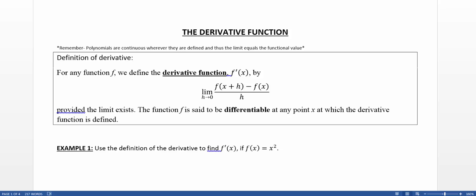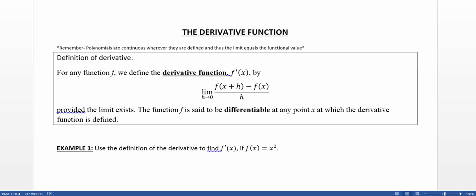The derivative function. Up until this point in the course, we've been laying the foundation so we could finally reach the point where we talk about the derivative function. Again, the derivative is going to be the function that will allow us to get the instantaneous rate of change at any point for a given function.